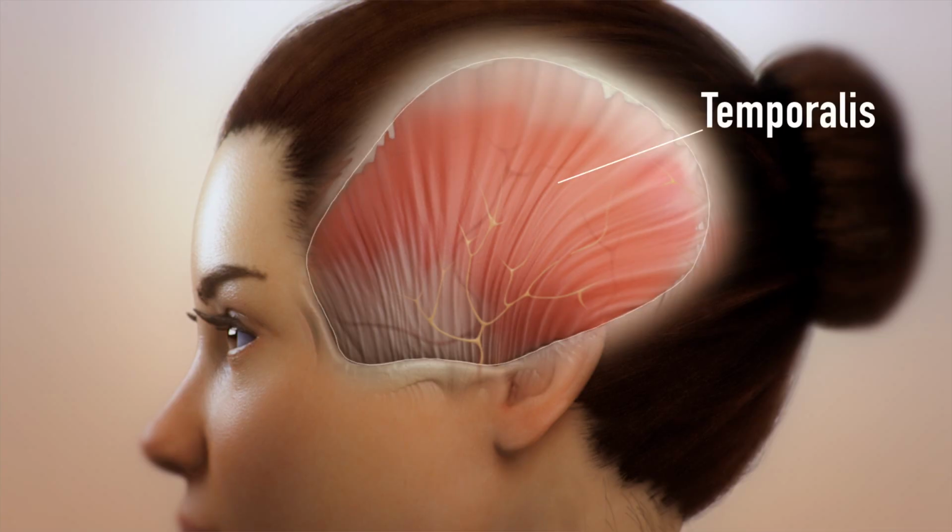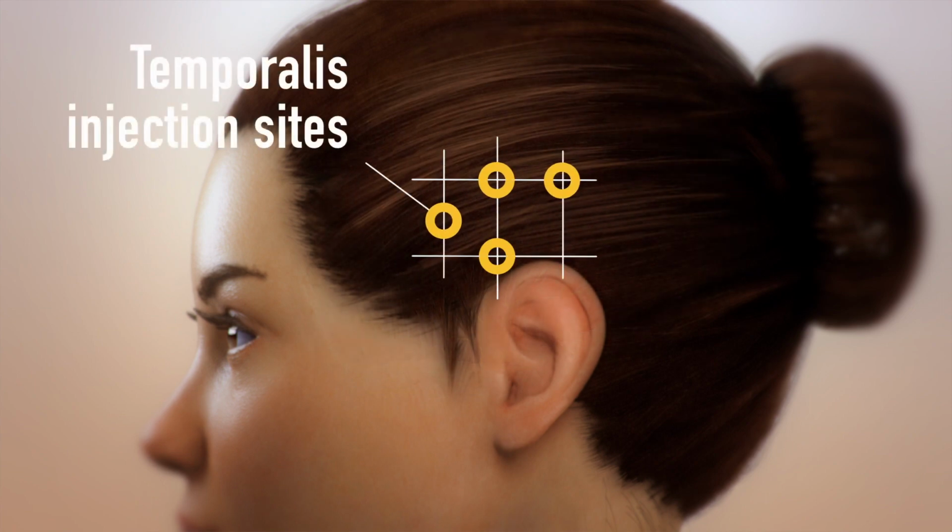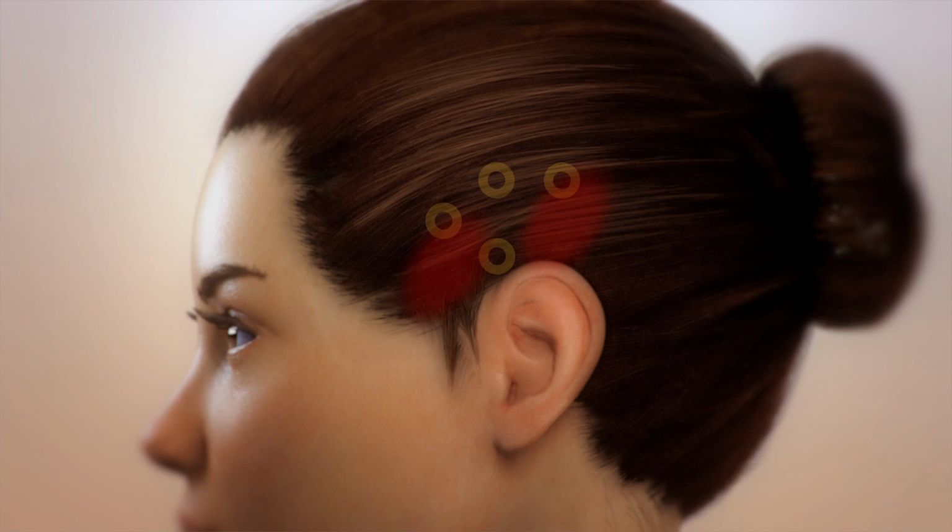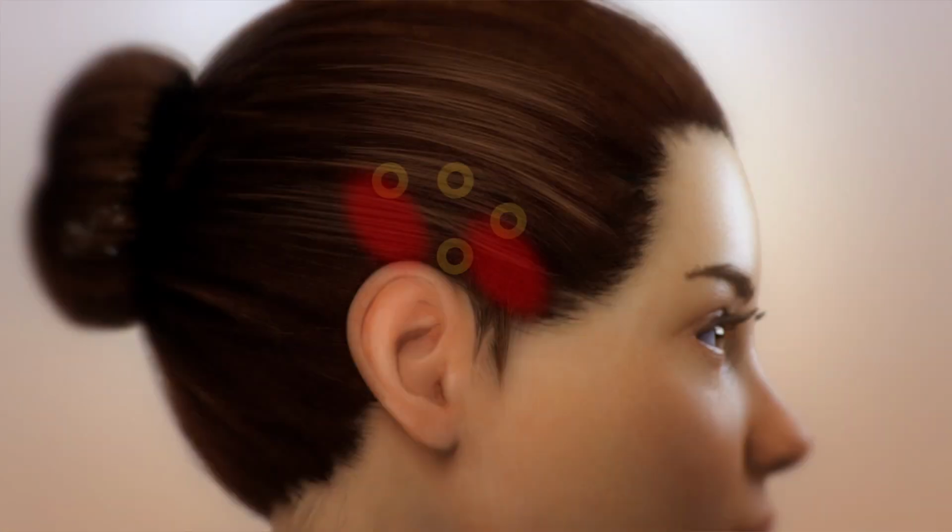As previously stated, a maximum of 2 additional injections may be given unilaterally, 2 injections on one side, or distributed bilaterally, 1 injection in each side in the temporalis, according to the follow the pain paradigm.